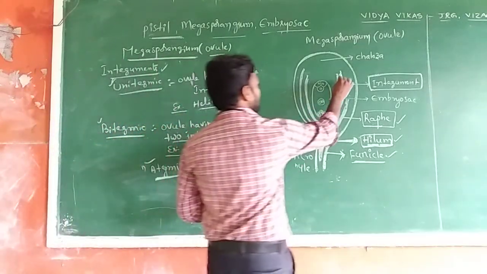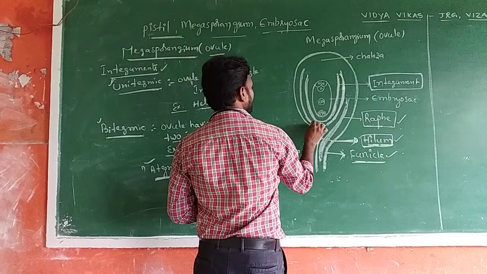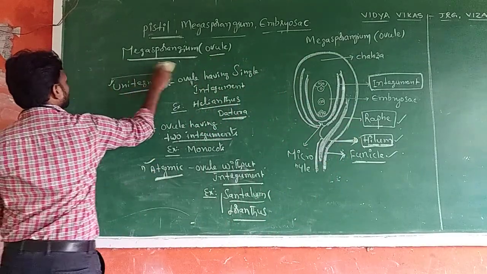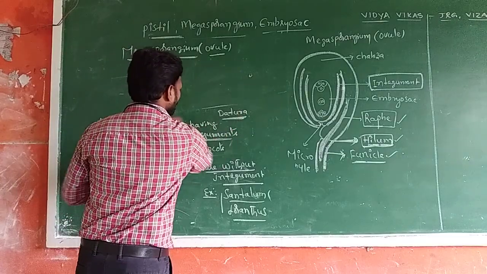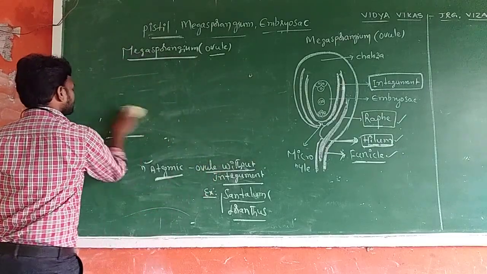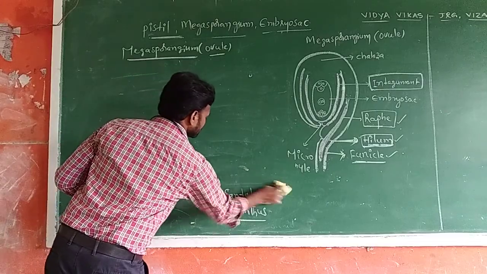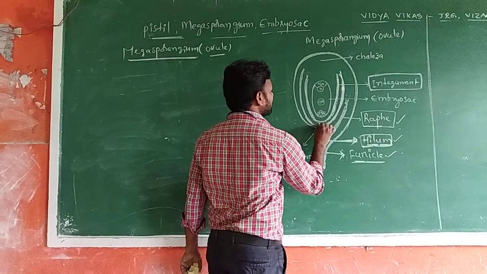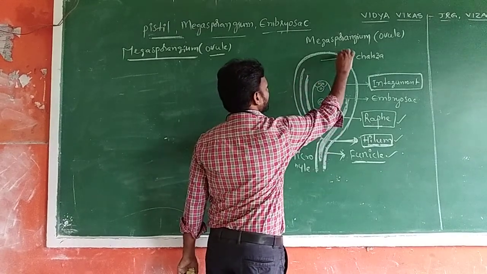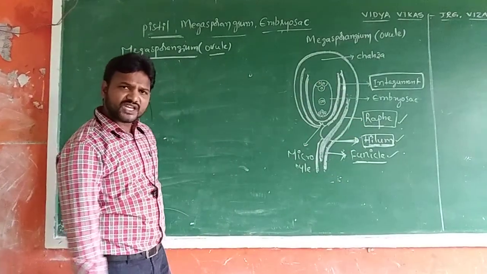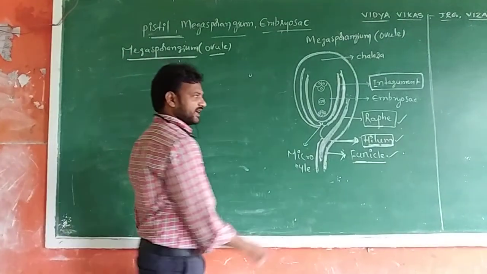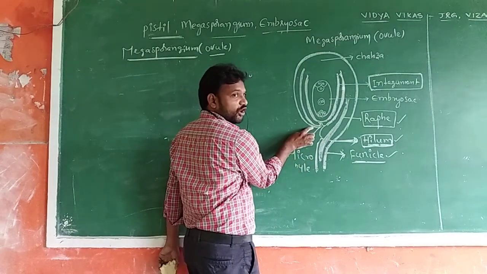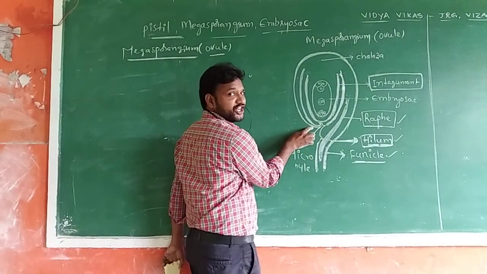So this is the integument. Integuments are the protective layers of the ovule. Next, coming to the other one, you see this one. The ovule is covered by protective layers called integuments. The total ovule is covered by the integuments, now except this region. Here the ovule is not covered by integuments.